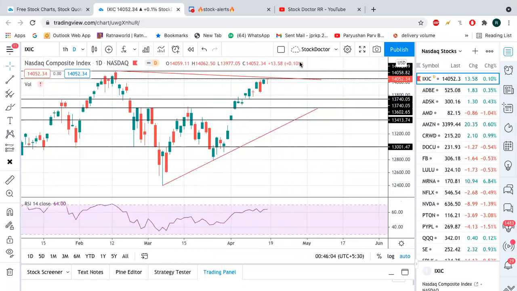So for bullishness in the Nasdaq, it should trade above this level, and for bearishness, it can go towards 13,740, which is the first support, and the second support is coming at 13,600.